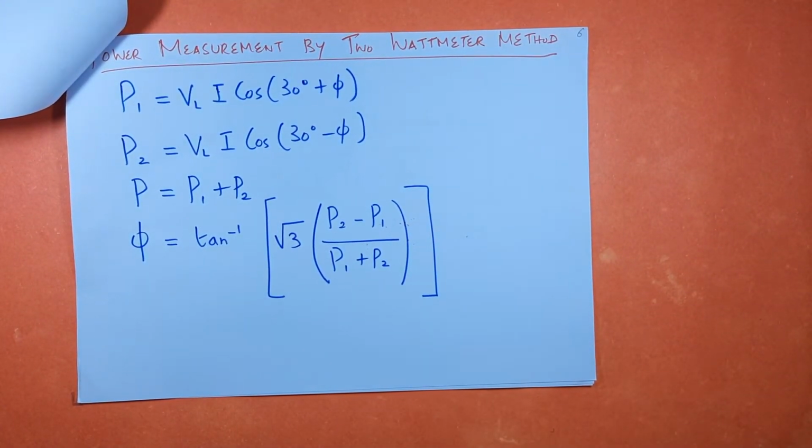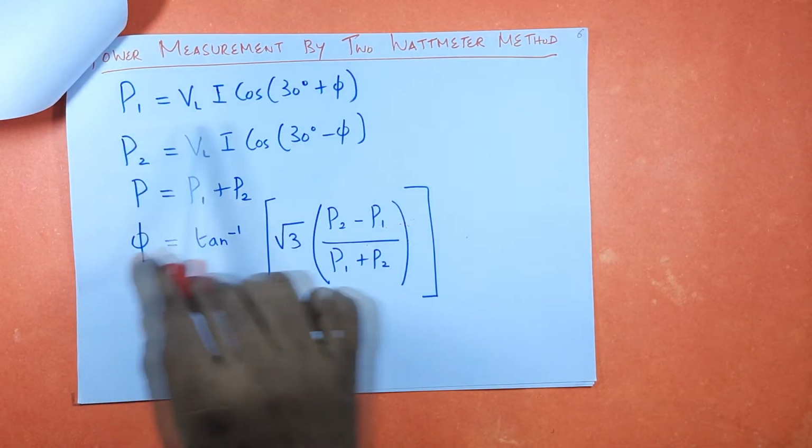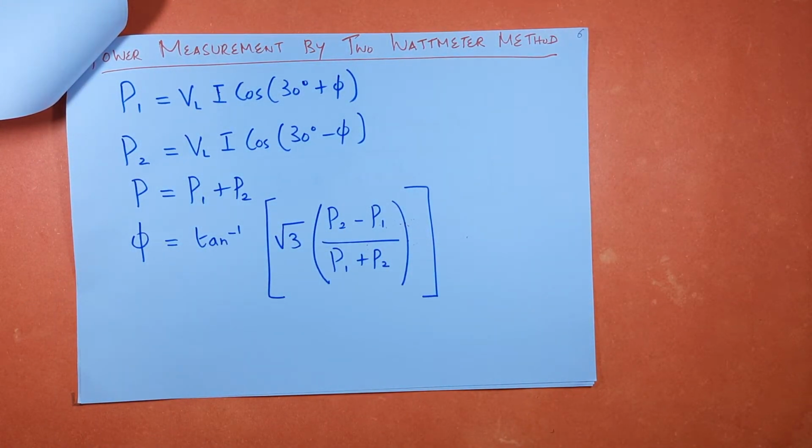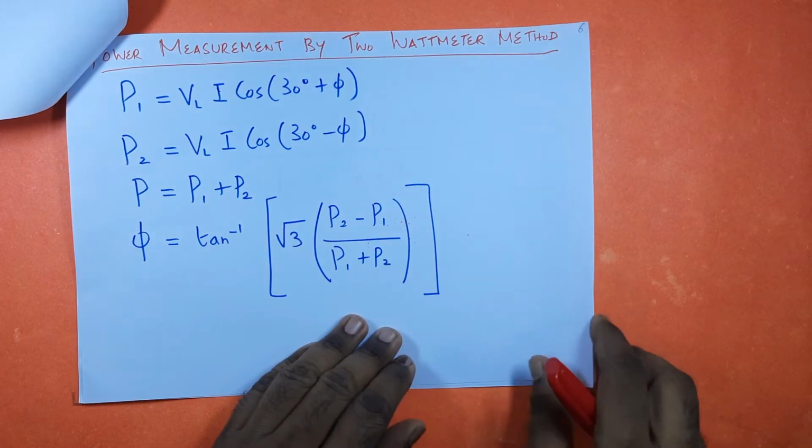Next we have power measurement by the 2 wattmeter method. The power measured by the first wattmeter, P1, equals VL I cos of (30 degree plus phi). P2, the power measured by the second wattmeter, equals VL I cos of (30 degree minus phi). So total power is going to be P1 plus P2. This phase angle phi is given by tan inverse of root 3 multiplied by (P2 minus P1) divided by (P1 plus P2).